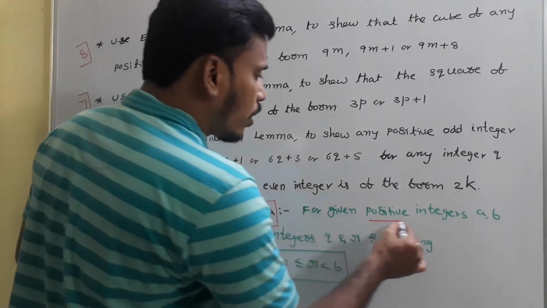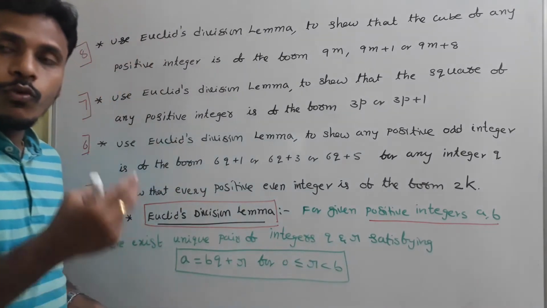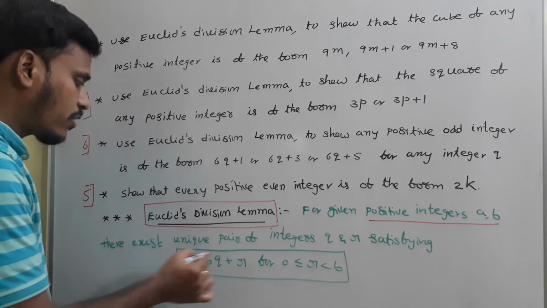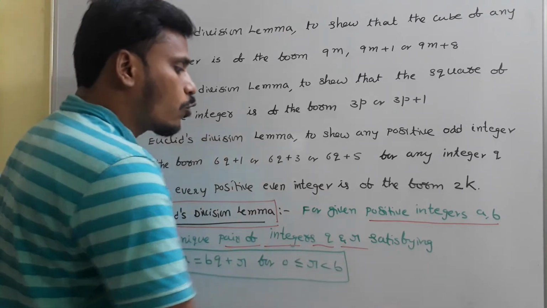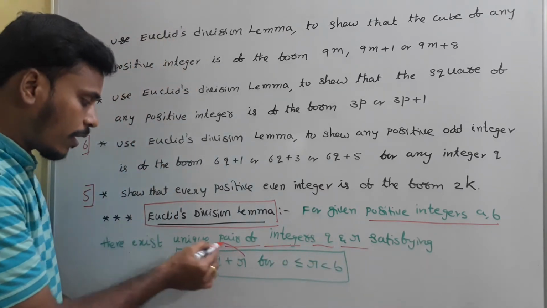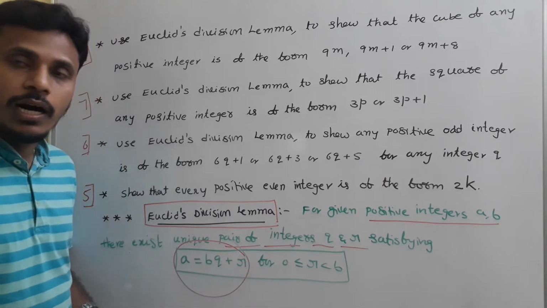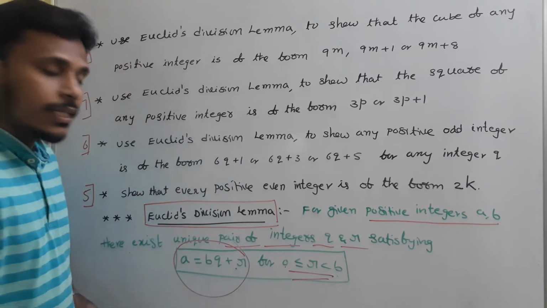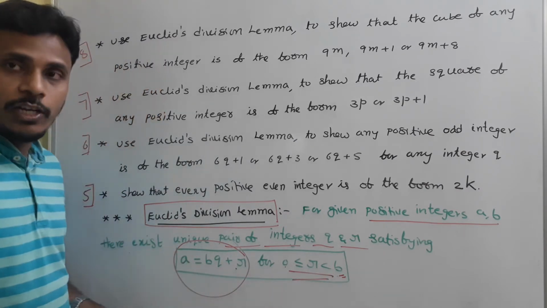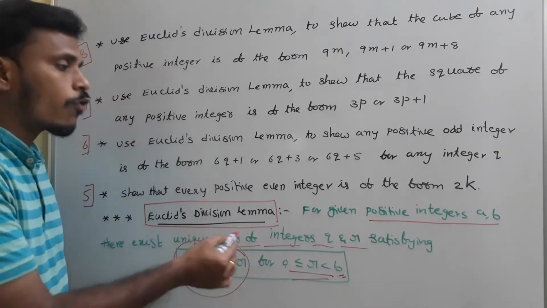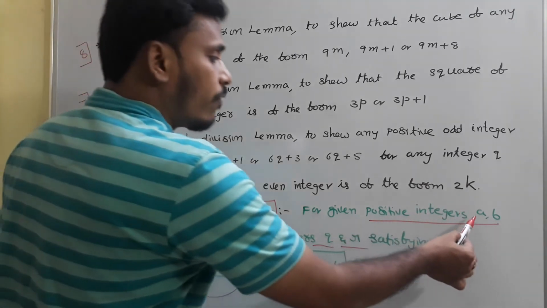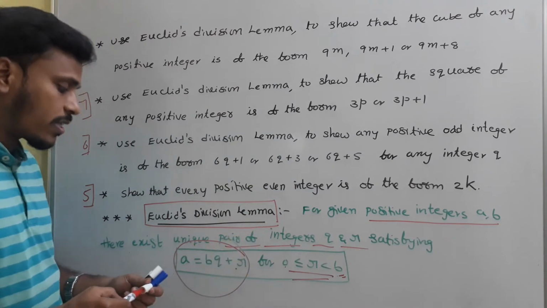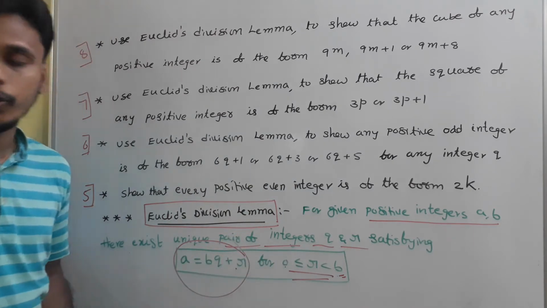For given positive integers a, b, if you have any two positive integers a, b with you, for sure there exists a unique pair of integers q and r such that a is equal to bq plus r, where the r value is between 0 and b. This b is the divisor. So this is the statement of Euclid's division lemma. For any given positive integers a, b, there exist q and r satisfying this particular condition.